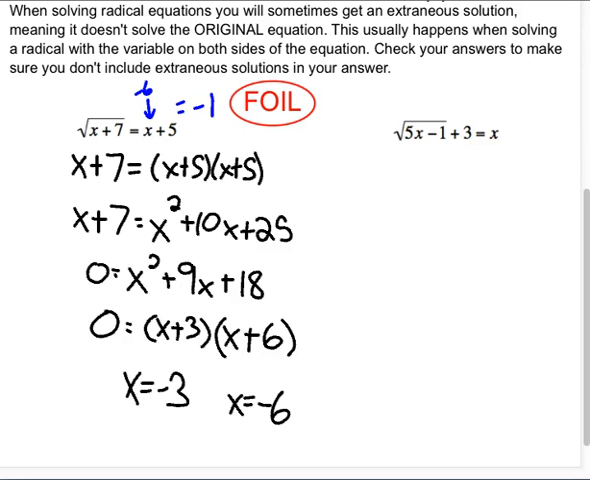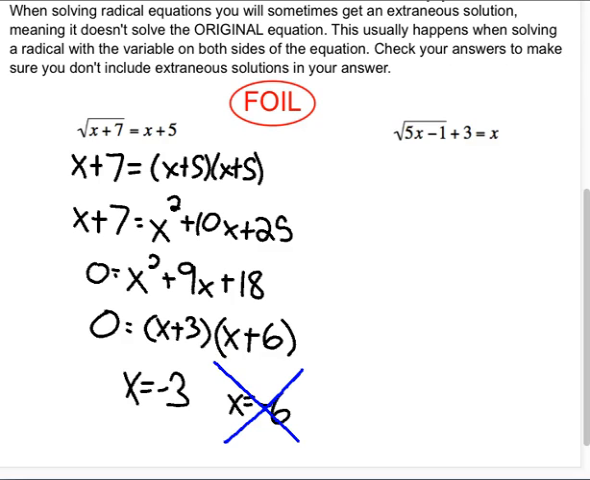Okay, and a radical, you can never have a radical set equal to a negative number. Just like you can never have an absolute value set equal to a negative number. Okay, so when you go and you check your answers, when there's two of them, oftentimes one of them is not going to be a real answer. It's going to be something called an extraneous solution.